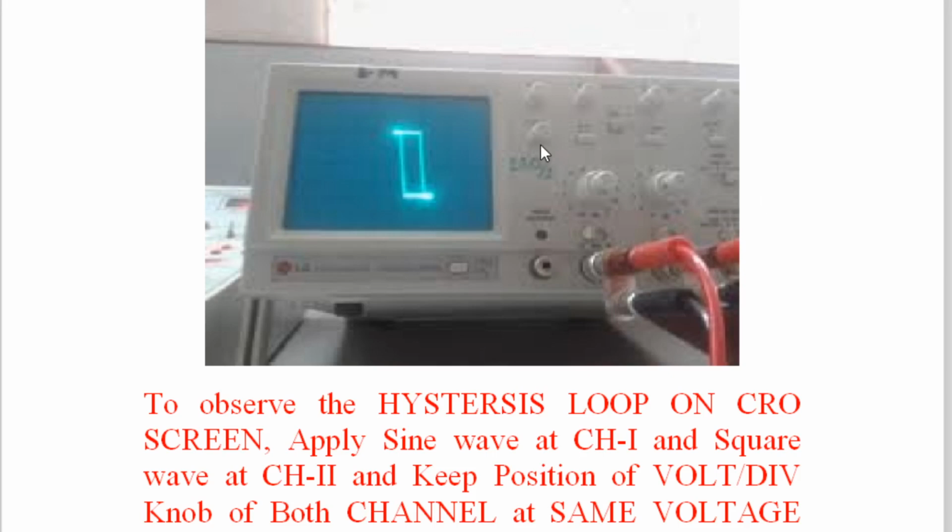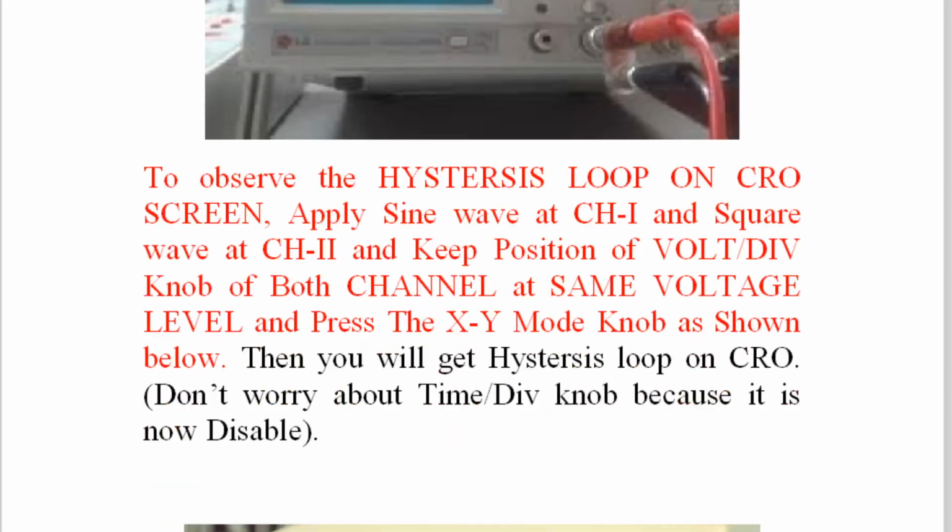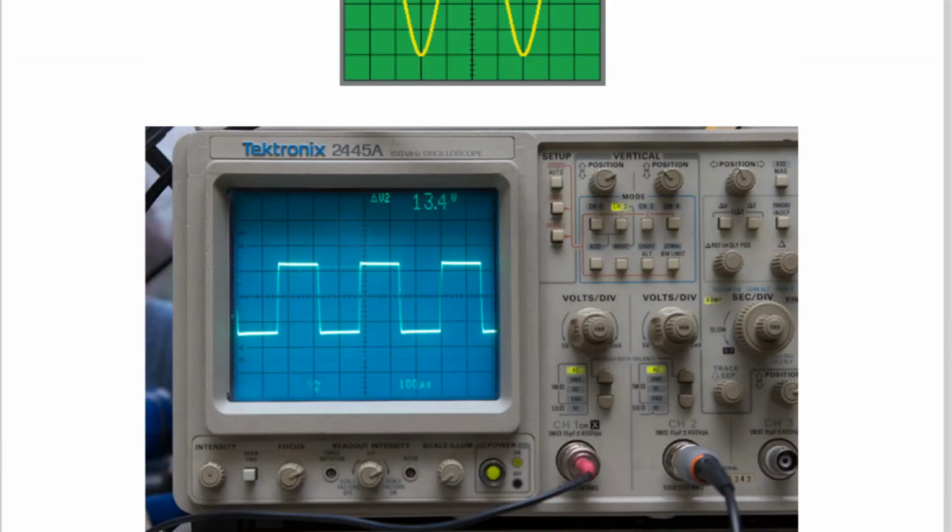When you force the CRO into XY mode, remember that the X channel time per division knob gets disabled. So I have written a remark here: don't worry about the time per division knob because it is now disabled. As soon as you press the XY mode, the CRO is forced into XY mode and the time per division knob is disabled. So you can only change the volts per division knobs; keep both at the same voltage level, and you will observe the hysteresis loop on the CRO.